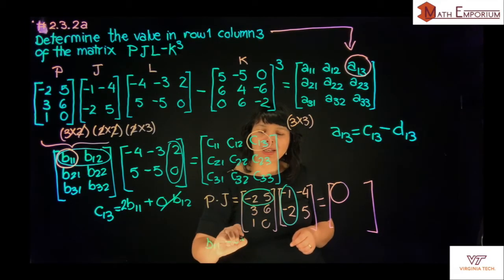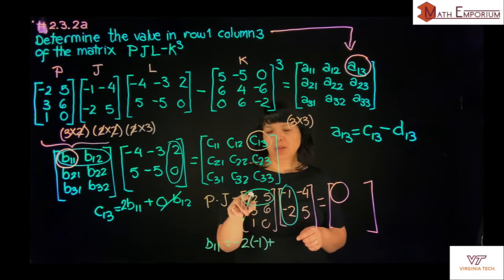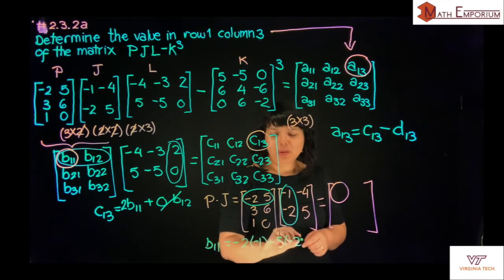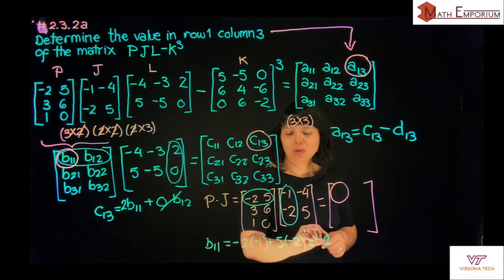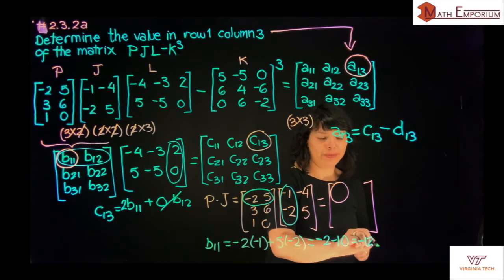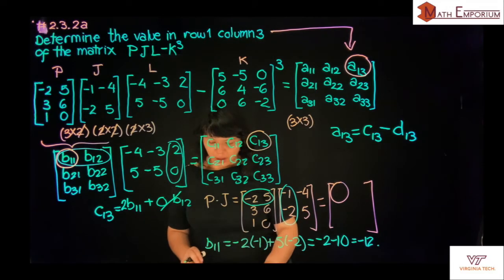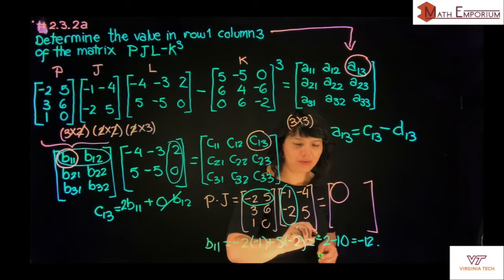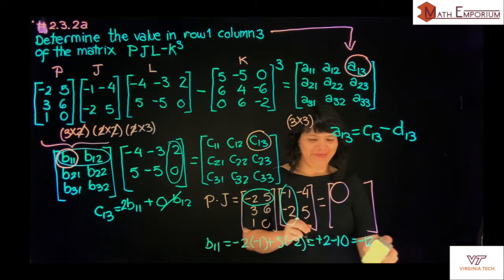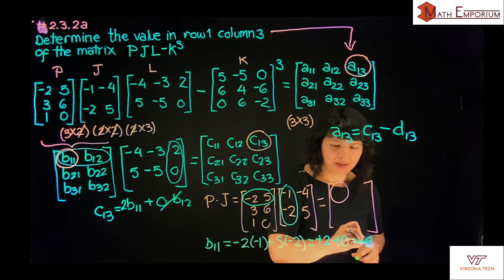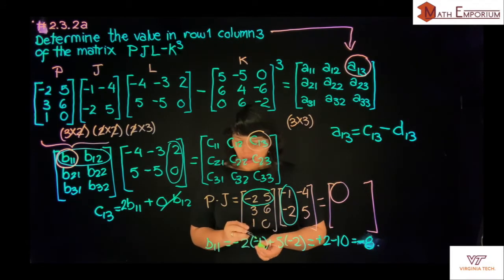So the number B11 is going to be negative 2 times negative 1 plus 5 times negative 2. So that's negative 2 minus 10, so that's negative 2. No, that's positive. So that's negative 8. Okay.